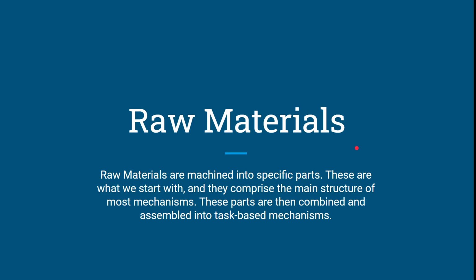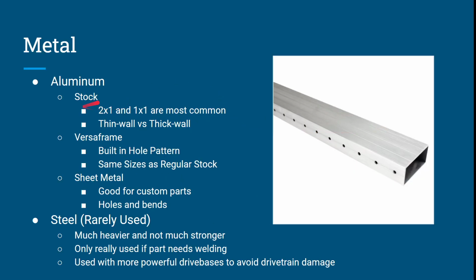First, we have raw materials, right? Machined into specific parts. We start with these, and they comprise structural members. So we have metal first. Really what we use is aluminum, typically. So you have stock, which is in sort of this form factor, right? It's hollow in the middle, and it's got different dimensions around. So you can have 2 by 1 inches or 1 by 1 inches, which are typically what we use, and that's this cross section here. And then you have thick wall versus thin wall, right?